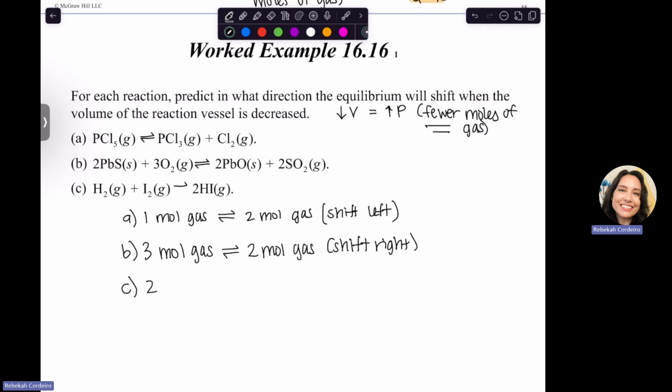And then C, we have 2 moles of gas on the left side, and we have 2 moles of gas on the right side. So no shift because it won't change anything.